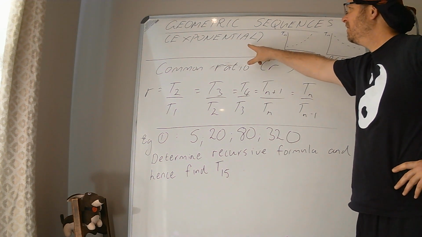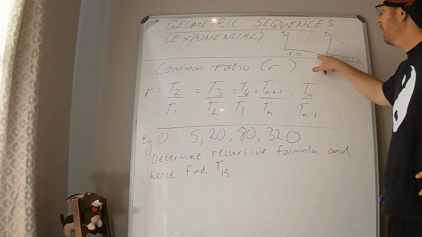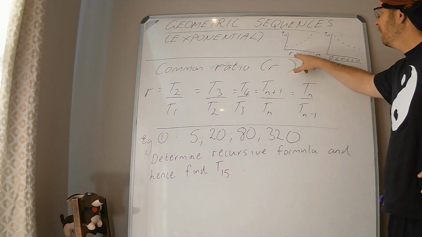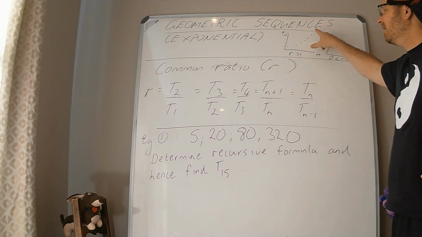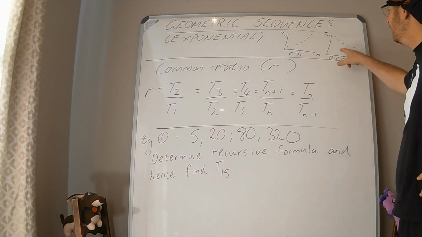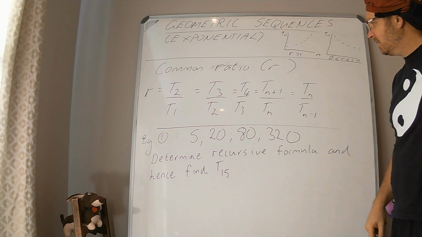The other name for geometric sequences is exponential sequences, and the reason why is if you plotted a graph of n against Tn, it would look like an exponential graph. That is, if your ratio is bigger than 1, and if your ratio lies between 0 and 1, it would do that. Anyway, don't worry about that. If you can't see that or get that down, it's not the end of the world.